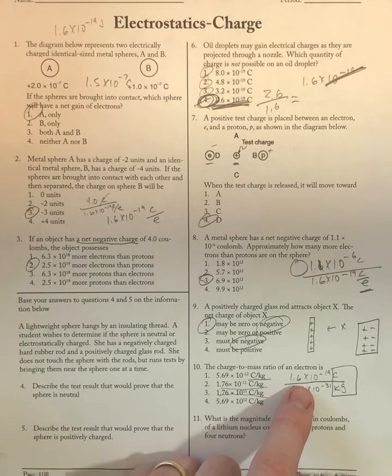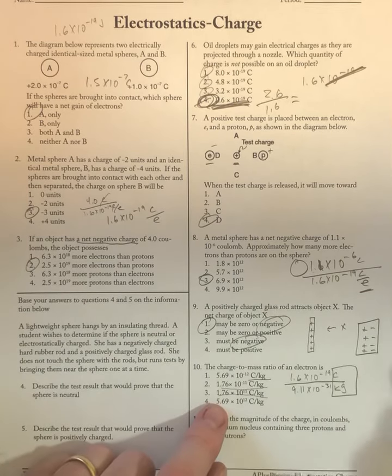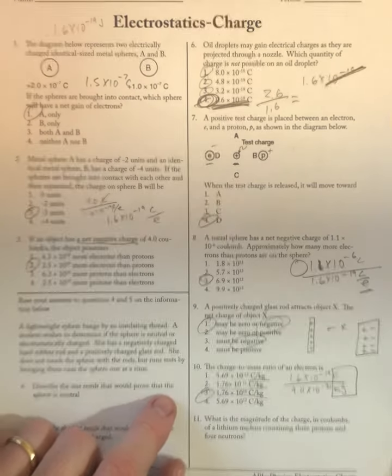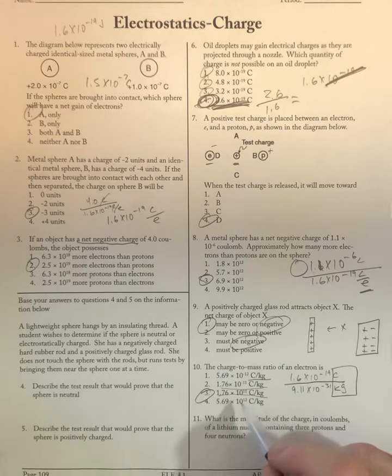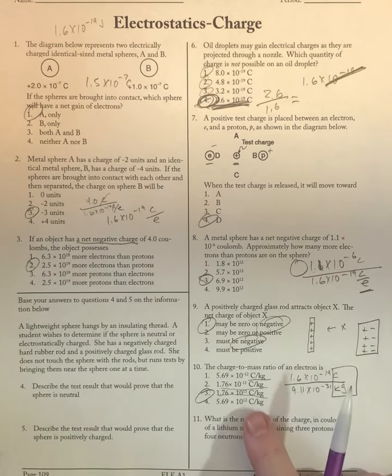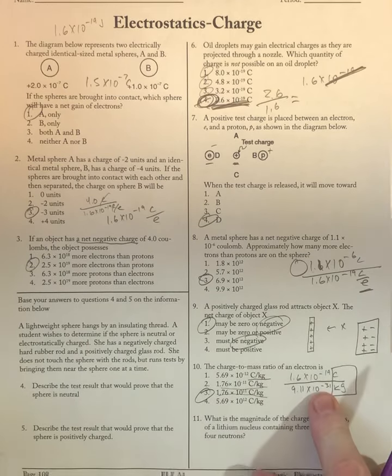Try this again. 1.6 times 10 to the negative 19 divided by 9.11 times 10 to the negative 31 equals, oh yeah, there, I just did the math wrong. 1.76 times 10 to the 11th. So if you do the math right and you don't mess up on your calculator, you're going to get this number. But the cool thing about this is they gave you the equation. You take the charge on an electron divided by the mass of an electron, and that gives you the answer.